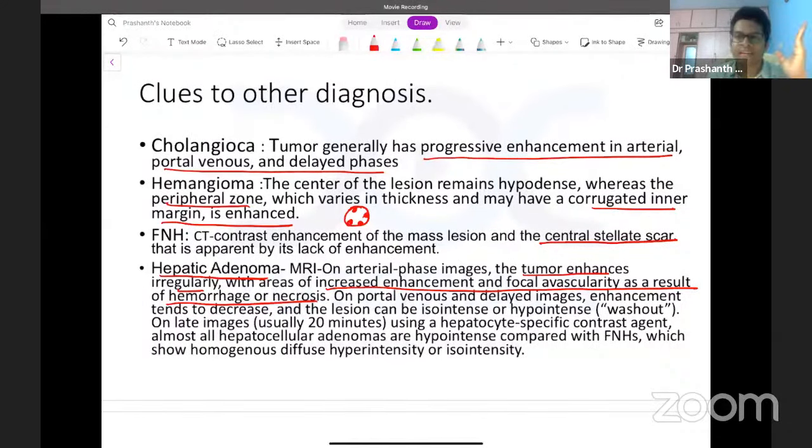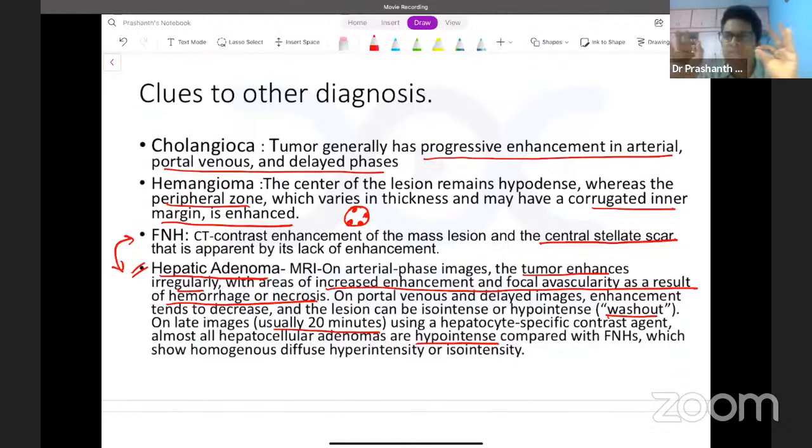As you go towards delayed phase, the enhancement tends to start decreasing, and the lesion becomes isointense or hypointense. So there is a phenomenon like washout, as occurs in HCC. On late images, usually 20 minutes, when using hepatocyte-specific contrast agents, almost all hepatocellular adenomas are hypointense compared to FNH, which shows homogeneous diffuse hyperintensity or isointensity. So the most important thing is hepatic adenoma and FNH are difficult to differentiate specifically. So it is in this very delayed phase that MRI is quite useful for differentiating these two.